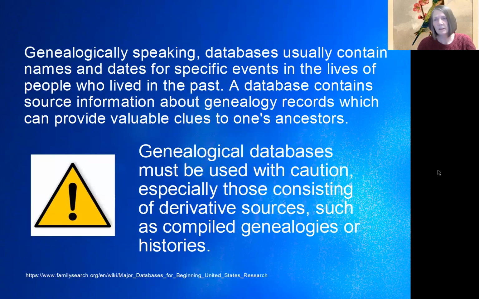Now, genealogically speaking, databases usually contain names and dates, and that's pretty much what you'll find in the databases. However, there are lots and lots of different specific events that you can find dates and places for. So it doesn't just mean births, deaths, and marriages, okay? It means just about anything that could happen in a person's life. You'll find a database about them if they're available.